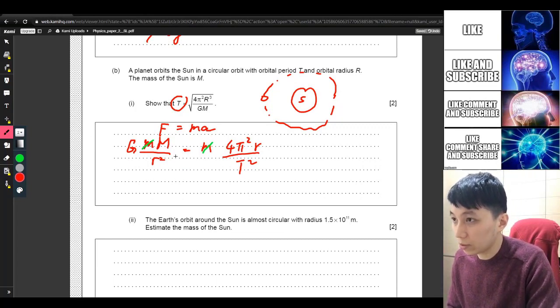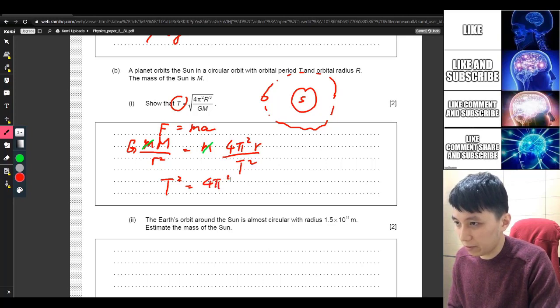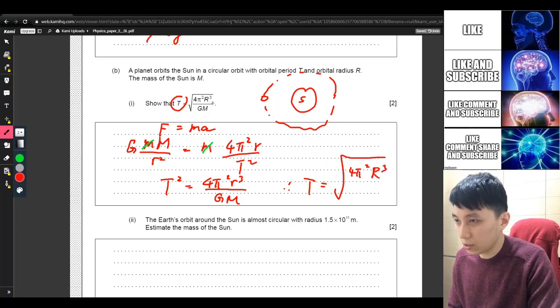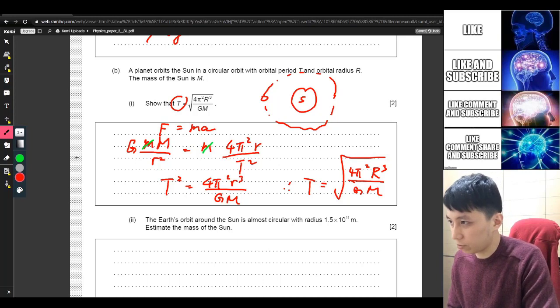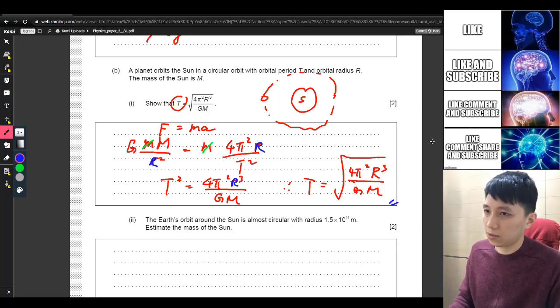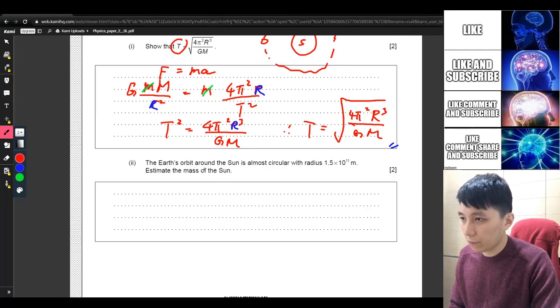Put T on one side, so T squared equals, since this is deriving, I'll show it a bit slowly, 4 pi squared r cubed over GM, and hence T will be the square root of the whole thing. Then put them back. Oh, this is a big R, sorry, so we have to change it to big R for this. Okay, and that's it. Part 2 is that the Earth orbits around the Sun almost with a circular radius. That is this one, so this is the big R that we have.